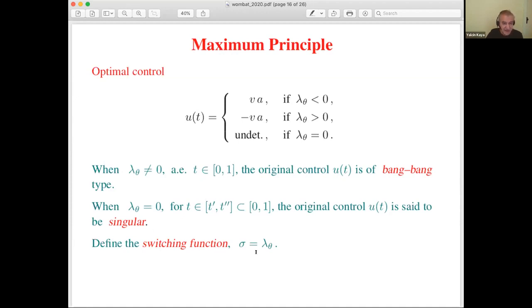We define here the switching function, sigma. It's a bit unfortunate, this notation, because I used it at the beginning to mean standard deviation, sigma squared, the variance. But here it's traditional to use sigma, S standing for switching, as the switching function, because that's what lambda theta's role really is. It determines whether the control should switch from VA to minus VA, or indeed be singular when it is equal to 0 in an interval.